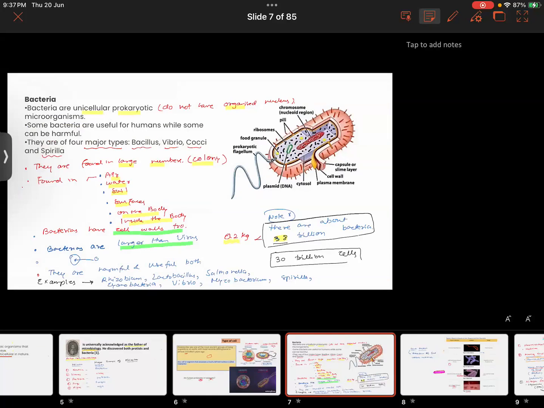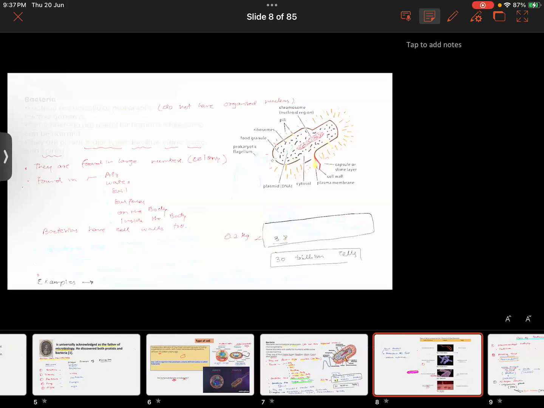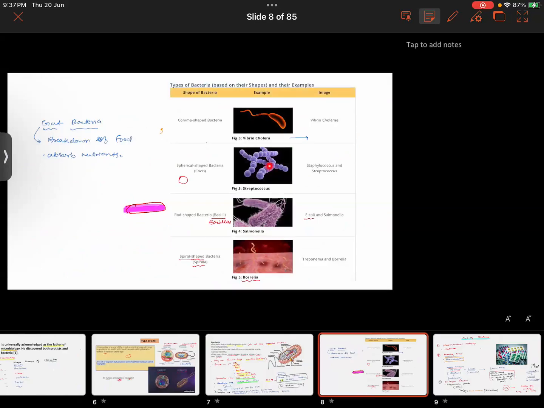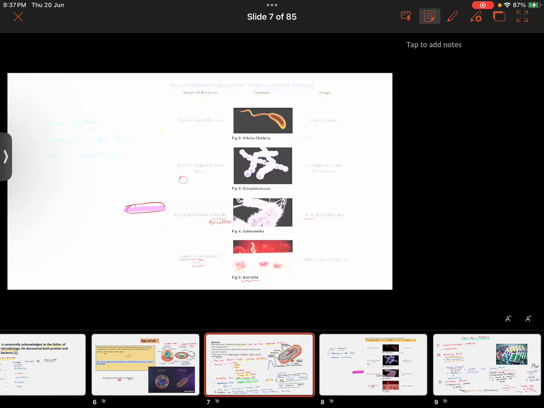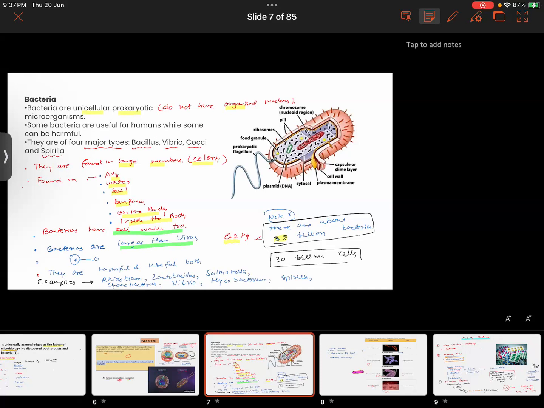Bacteria, or in singular, bacterium. They are single-celled organisms, and they can have different shapes and sizes. Some of them are round, like you can see in this image, some have a comma shape, some are spiral, and some are rod-shaped. So they can have different shapes and sizes, but all of them are made up of only one cell, that is, they are unicellular.